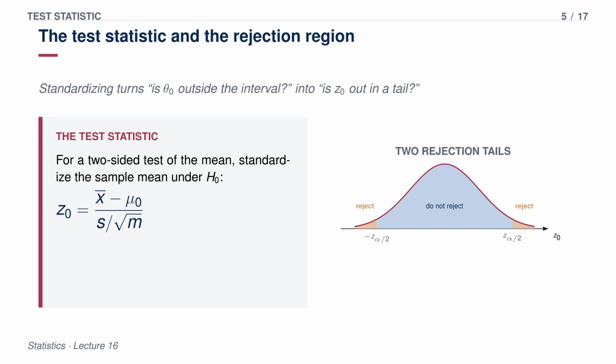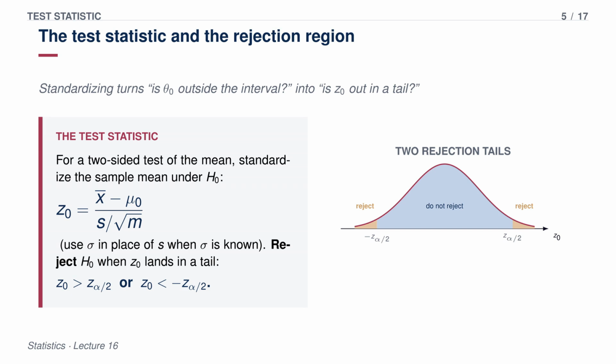Rather than rebuild the interval every time, we standardize once. Under H-naught, form z-naught, x bar minus mu naught over s over root n. And use sigma instead of s if sigma happens to be known. Then the rule is simple. Reject H-naught when z-naught lands out in a tail, bigger than z alpha over 2, or below minus z alpha over 2. The picture says it all. A bell with 2 gold rejection tails and a do not reject middle. And the cutoffs are the same friends from last week. For 95%, z alpha over 2 is 1.96. For 99%, it's 2.575. Let's run one.